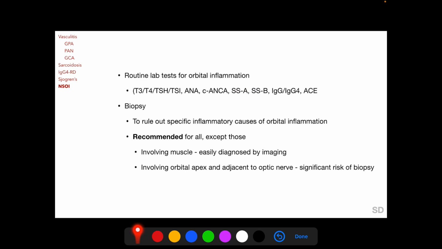As mentioned previously, routine lab tests and biopsy need to be done to rule out specific inflammatory causes of orbital inflammation. And orbital biopsy is recommended for all patients with orbital inflammation except those patients in whom predominantly orbital muscles are involved, which can be easily diagnosed by imaging, and in whom the orbital inflammation predominantly involves the orbital apex adjacent to the optic nerve, since in these patients there is significant risk of orbital biopsy.